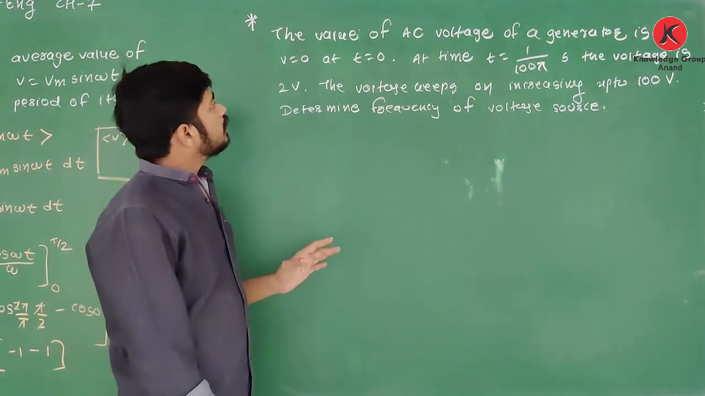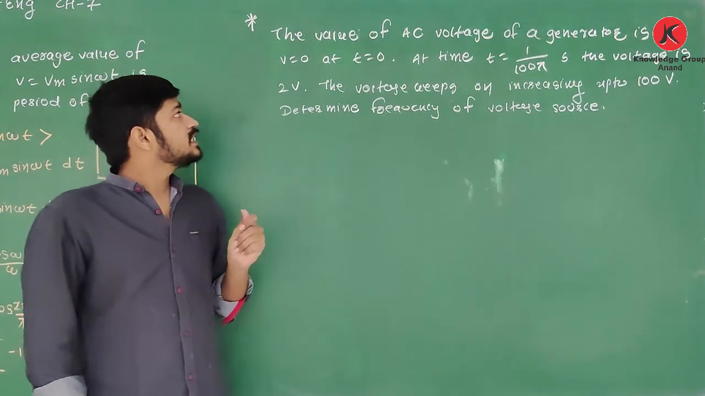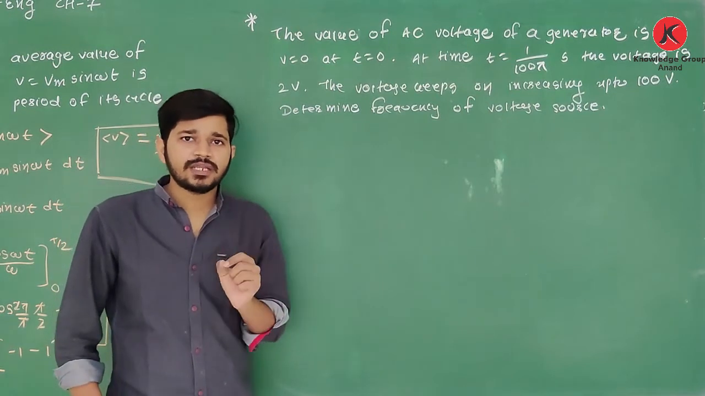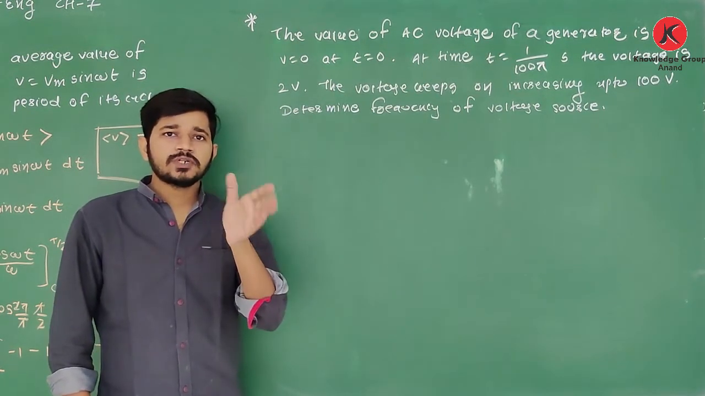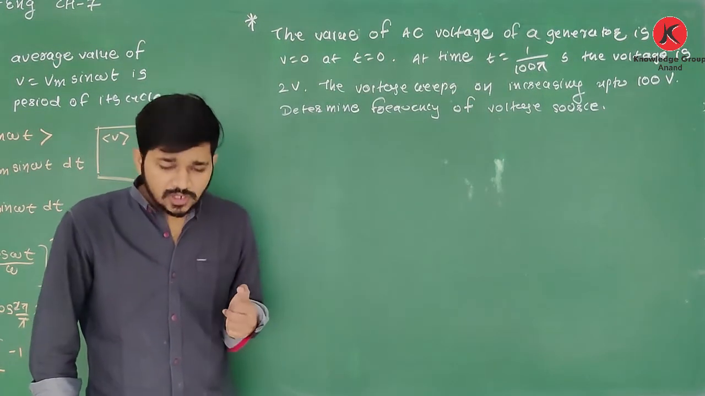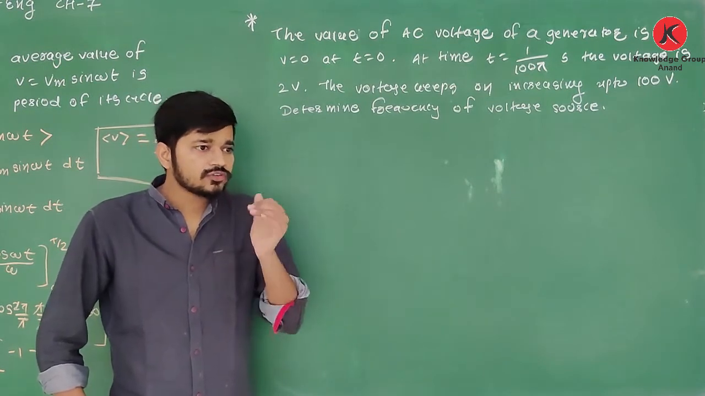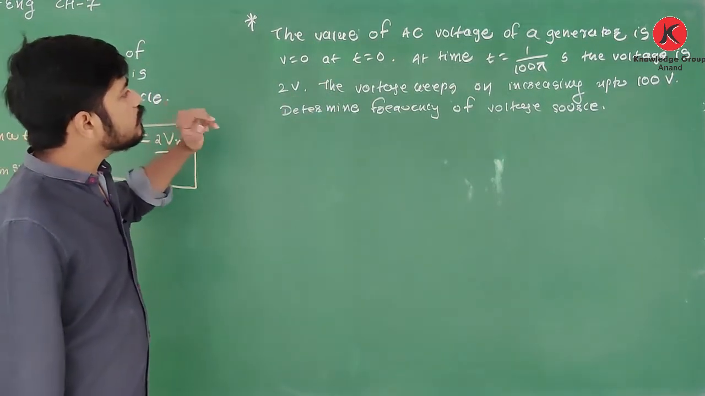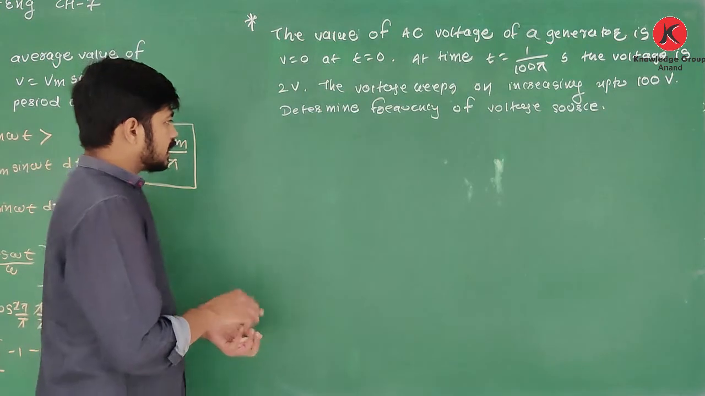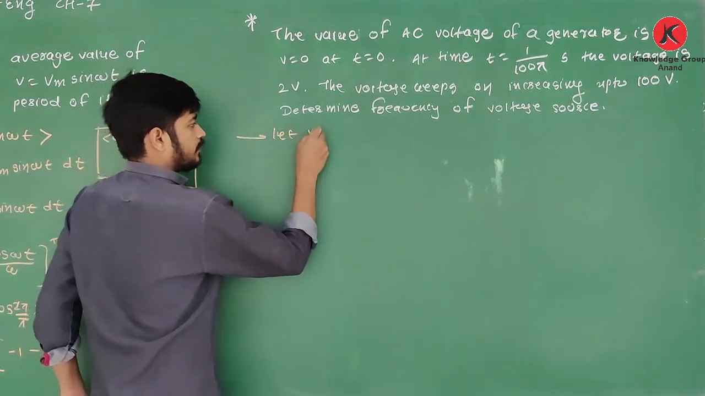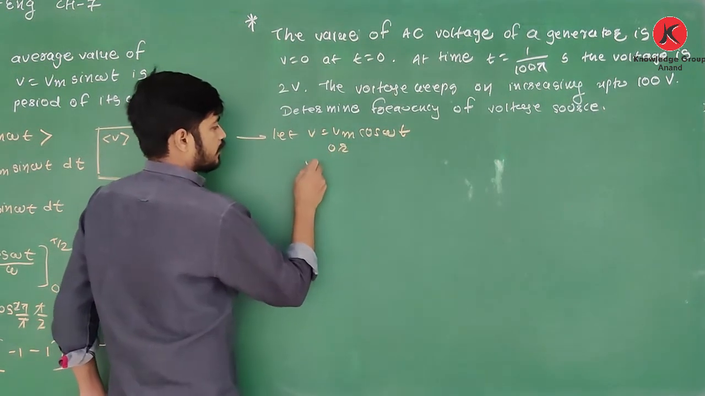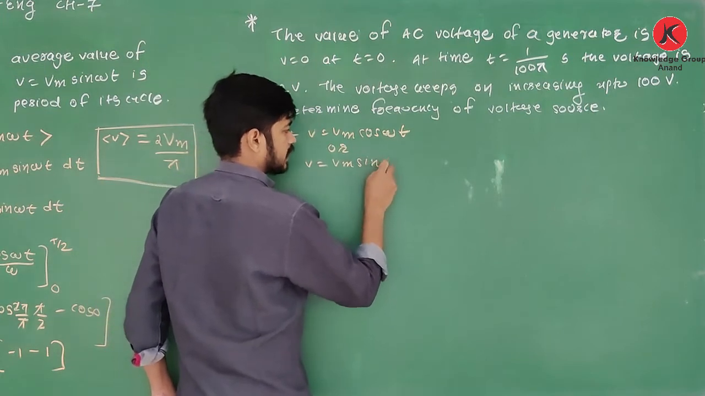First of all, the value of AC voltage of the generator is V equal to 0 at time t equal to 0. From this statement, we can say the voltage is a function of which trigonometric function? Cos or sine. If you take V equal to Vm cos ωt, or we have another option, let V equal to Vm sin ωt.